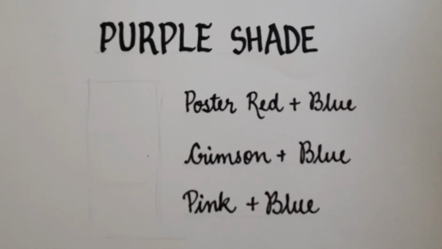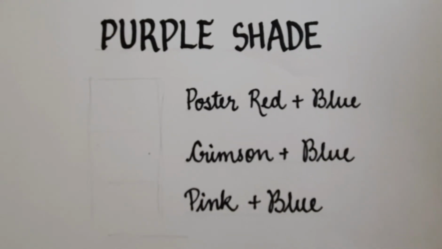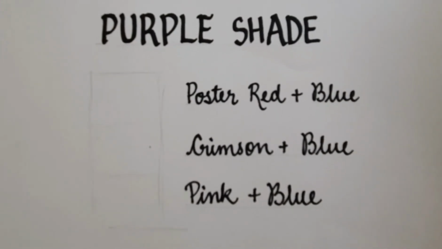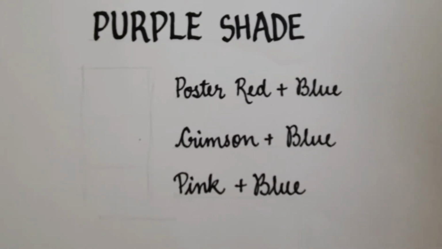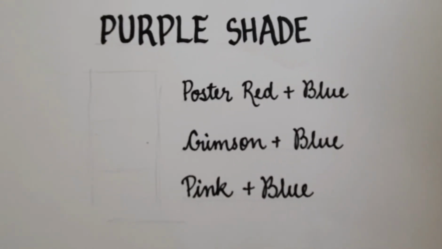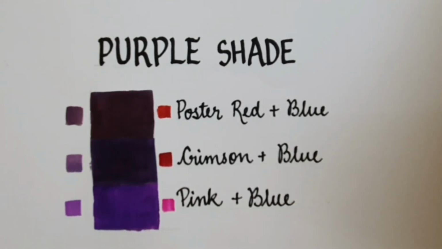After the pinks, let's look at the purple. Now again we are going to repeat the process, but this time we are going to add blue to all the 3 reds. So poster red, crimson and pink. I'll show you the screen once I'm done mixing the paints. So here are the purple shades that we have got.